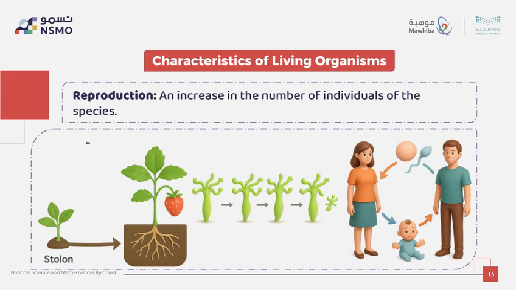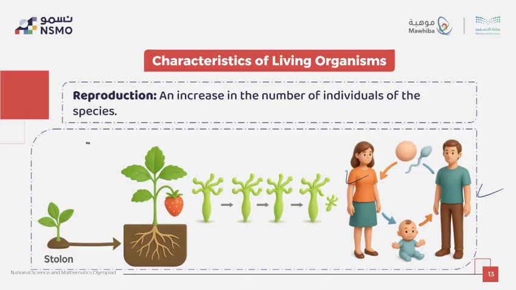Types of reproduction include sexual reproduction, which involves two parents, as you see here. Two parents, one, two, and different gametes create greater genetic variation. Examples: humans, most animals, many plants.